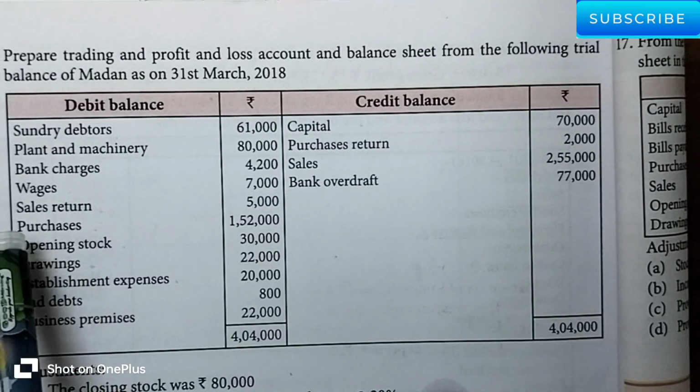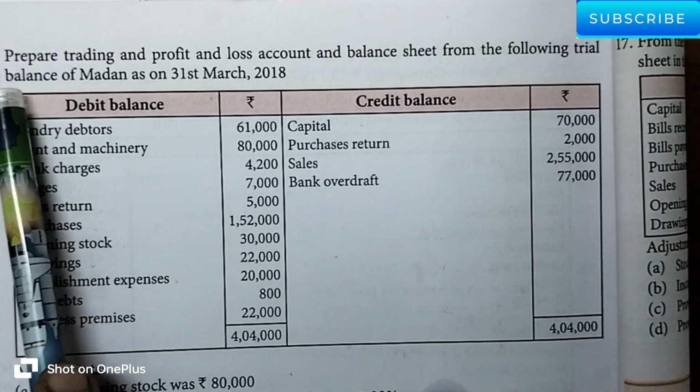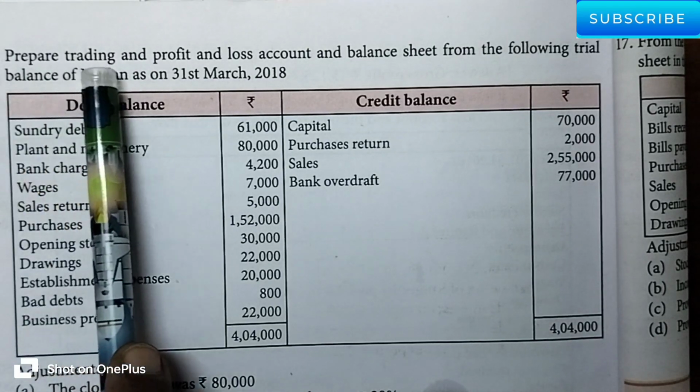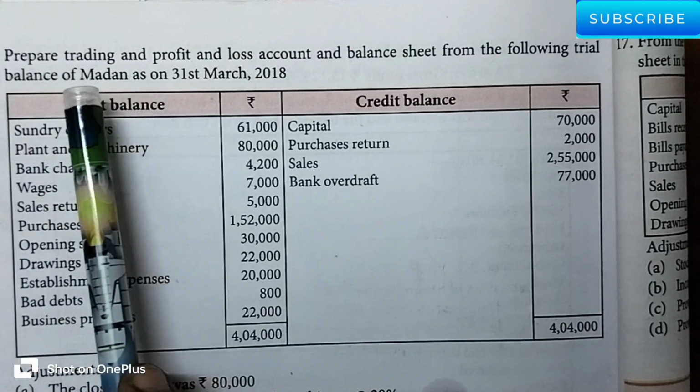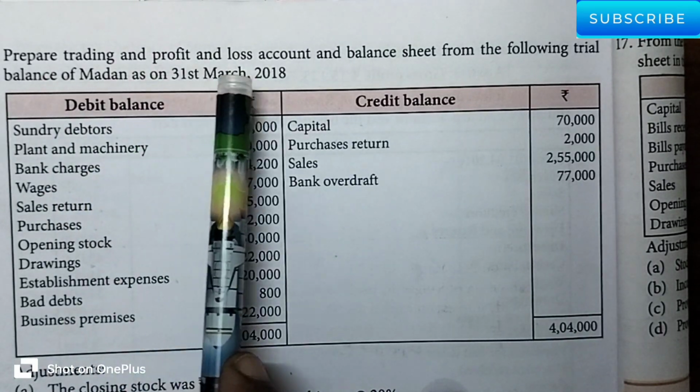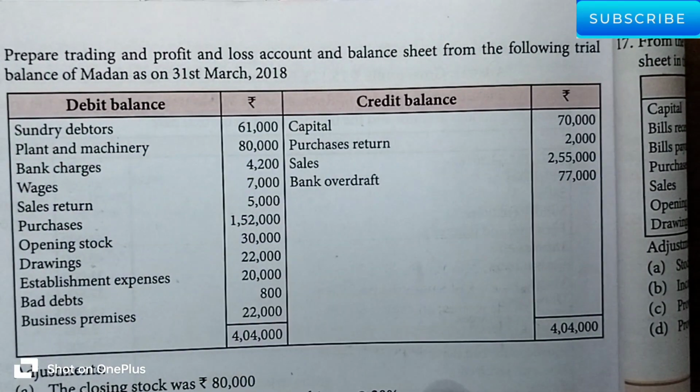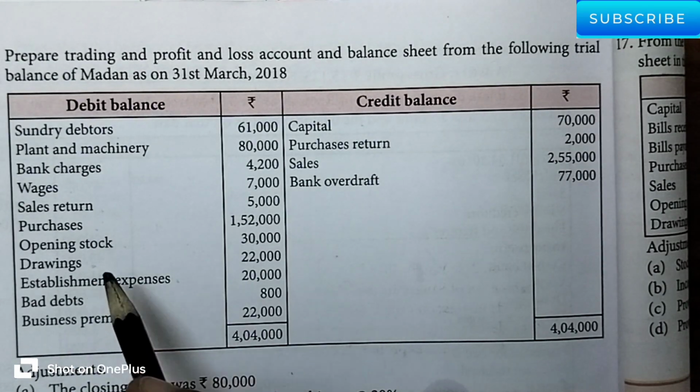Hi viewers, 11th standard accountancy, chapter 13, exercise sum number 15. Prepare trading and profit and loss account and balance sheet from the following trial balance of Madan as on 31st March 2018. First we have to mark from the given information.